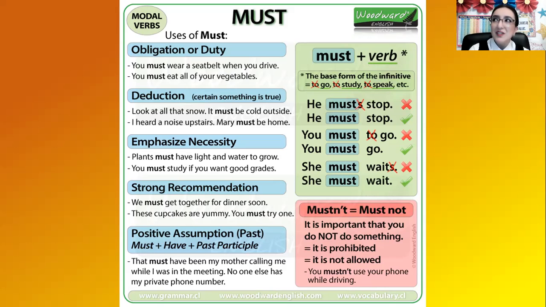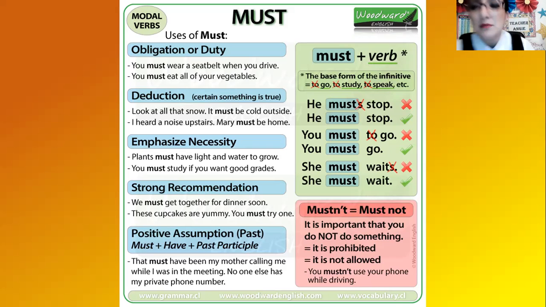Positive assumptions. You are thinking, oh, that must have been my sister. Oh, that must have been my husband. That is, I don't know, fixing the car. That is a positive assumption. I mean, you are saying that you think, you believe, you know who was the person who was doing that exercise or that situation. That is going to be the positive assumption.